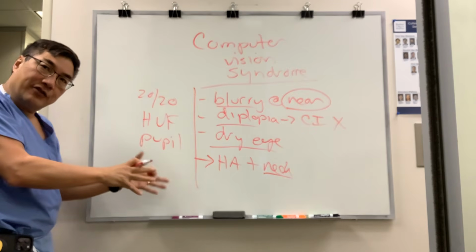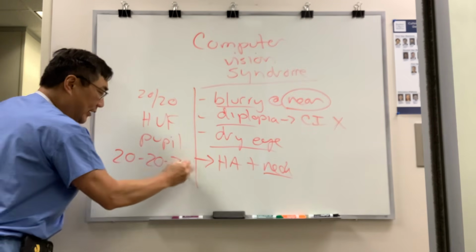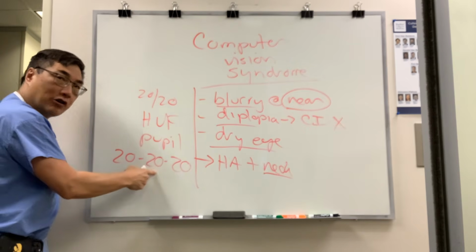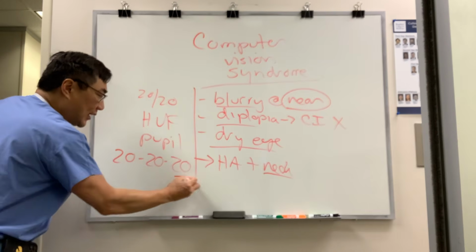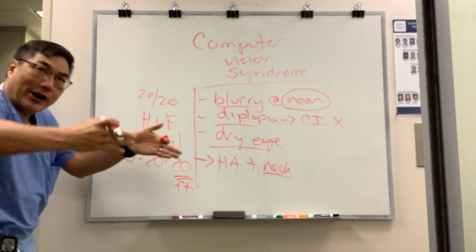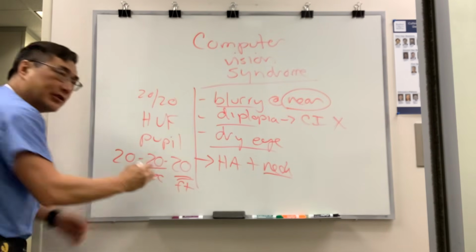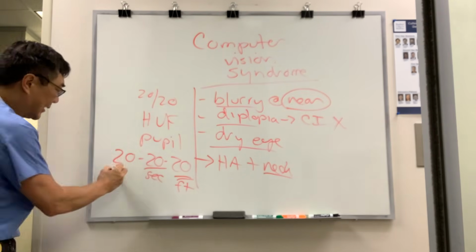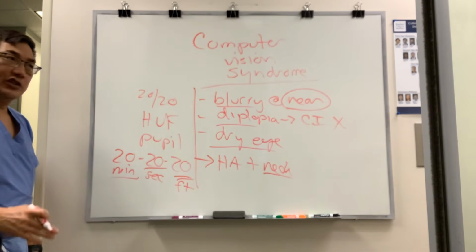Of course, we don't have a cure for this, but the countermeasures are 20-20-20. Every 20 minutes, look away for 20 seconds, 20 feet away. The reason you have to have the 20 feet away is to reduce the accommodation. You have to break the accommodation and look away. And it has to be 20 seconds so that you'll have time to rest. And it's every 20 minutes so you can reduce the burden from computer vision syndrome.